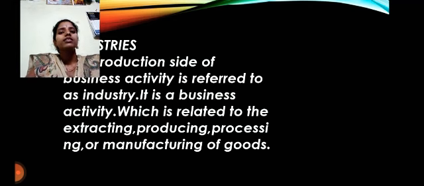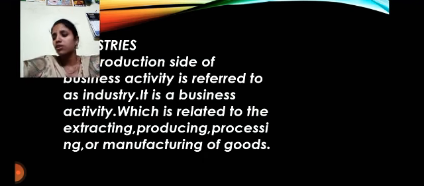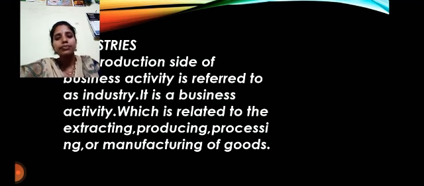The production side, first one, industry. The production side of business activity is referred to as industry. It is a business activity which is related to the extracting, producing, processing or manufacturing of goods. The goods may be consumer goods or producer goods. First one, consumer goods are the goods which are used finally by consumers. For example, food grains, textiles and cosmetics. And next one, producer goods. Producer goods are the goods used by manufacturers for producing some other goods.